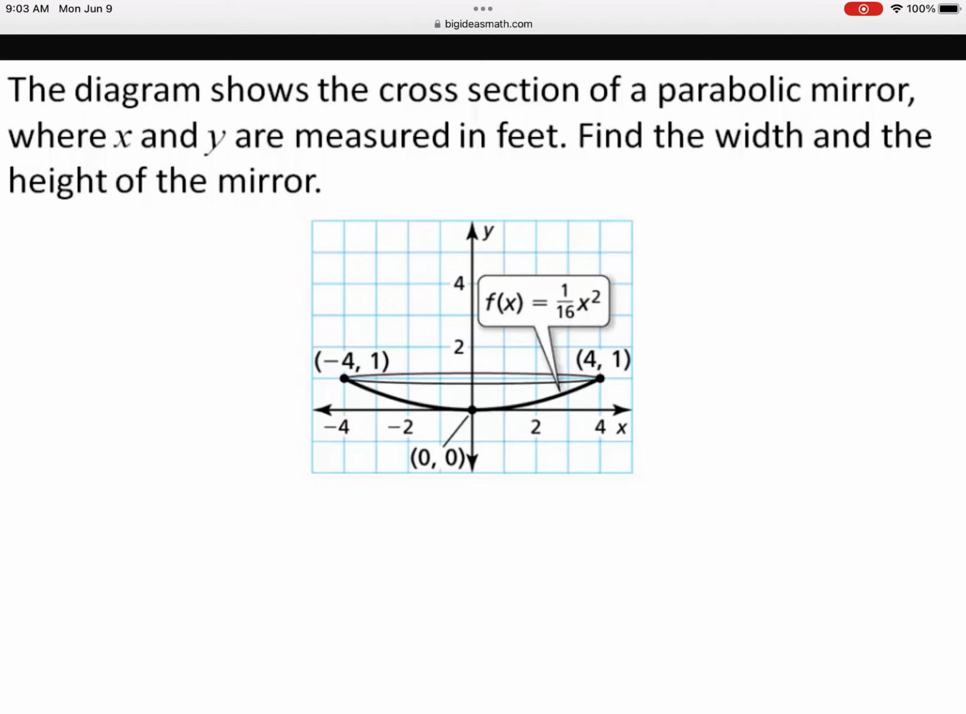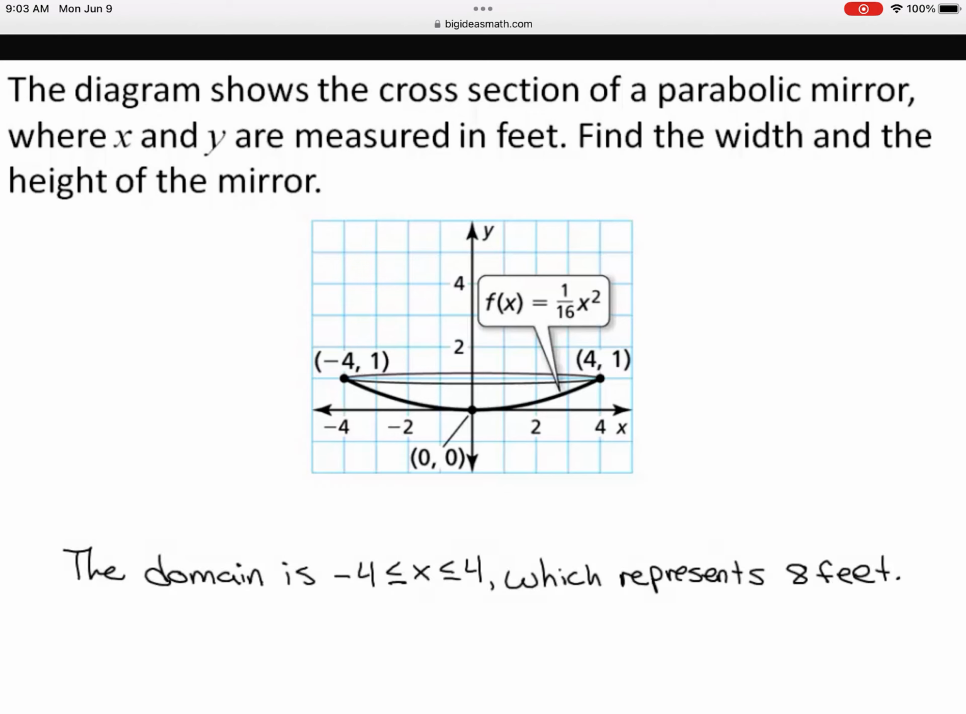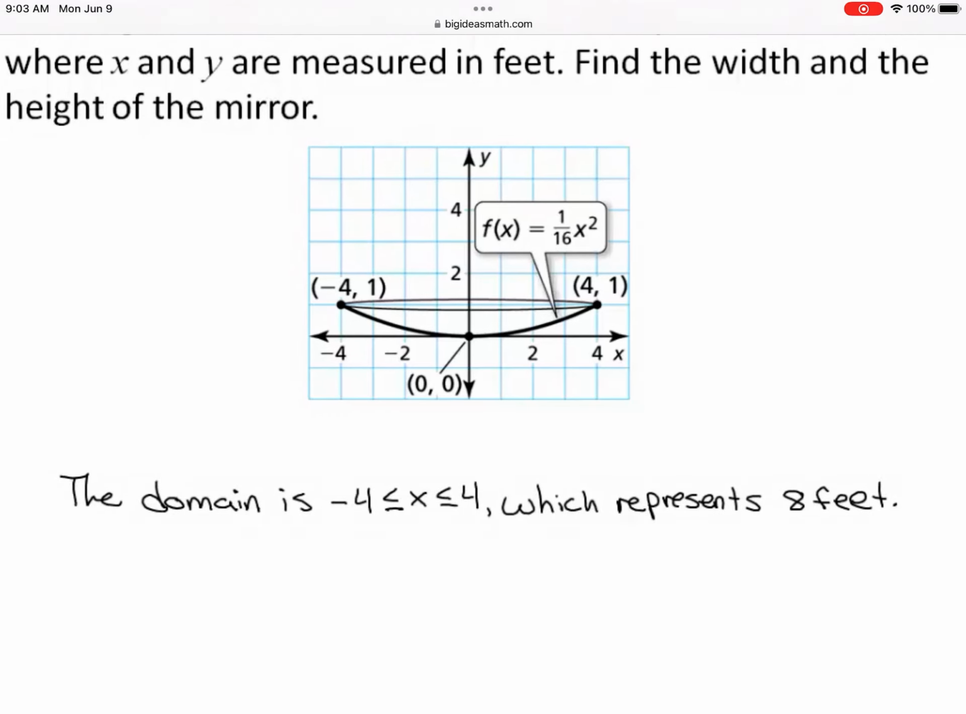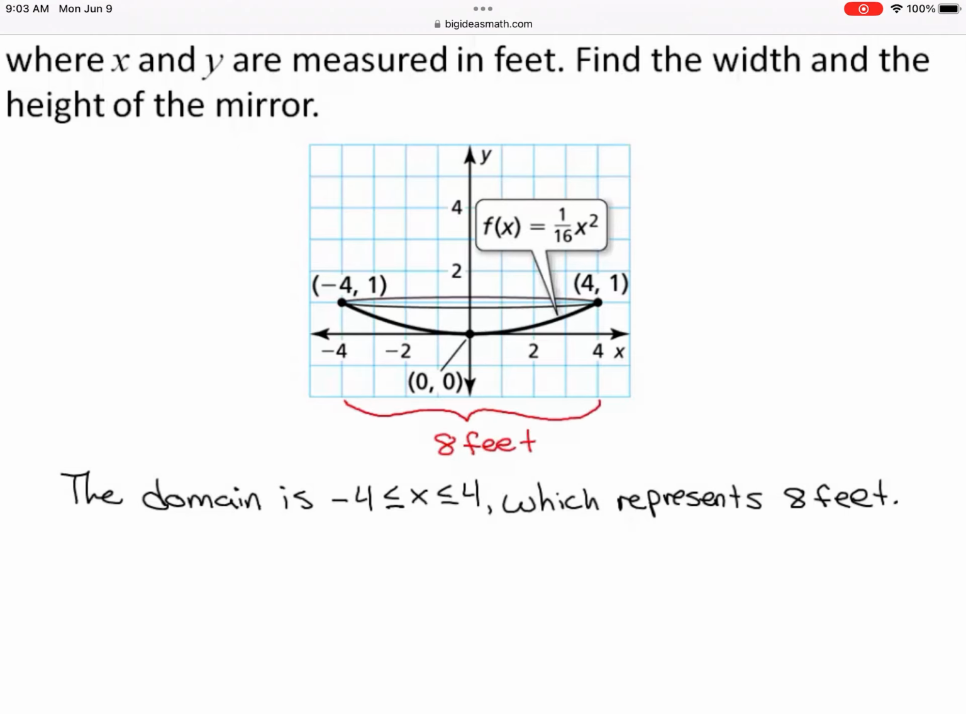The leftmost point on the graph is (-4, 1). The rightmost point is (4, 1). So the domain is negative 4 less than or equal to x and x less than or equal to 4, which represents 8 feet.